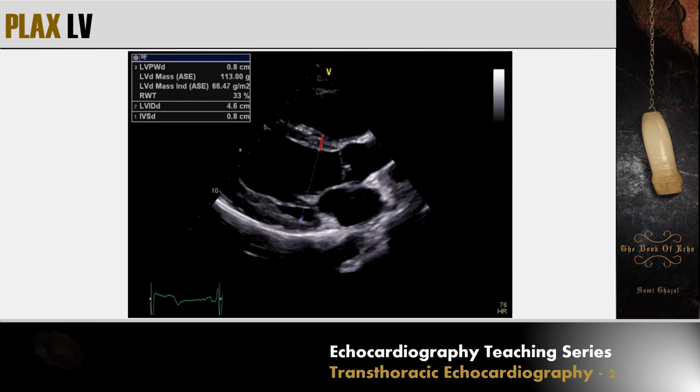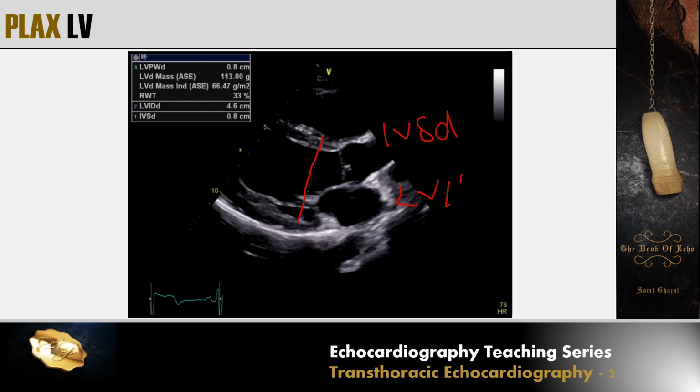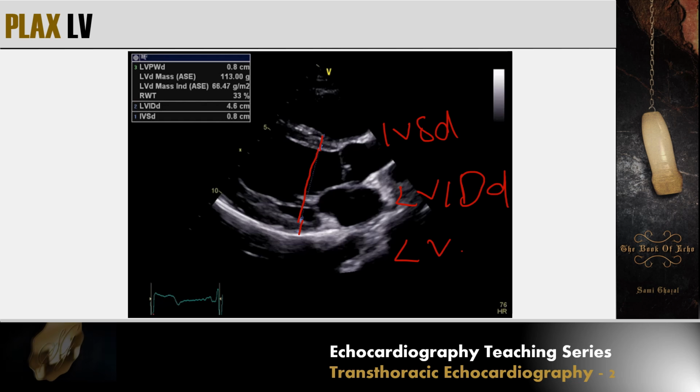here, and we call it the interventricular septum diameter in diastole, IVSD. Then measure this cavity, the left ventricular internal diameter in diastole, the LVID, and measure the LV posterior wall in diastole, LV posterior wall in diastole.